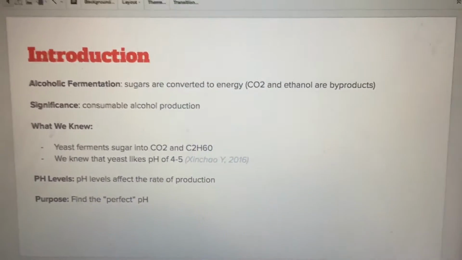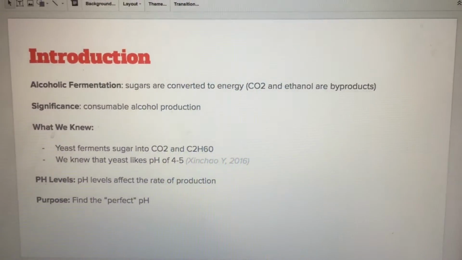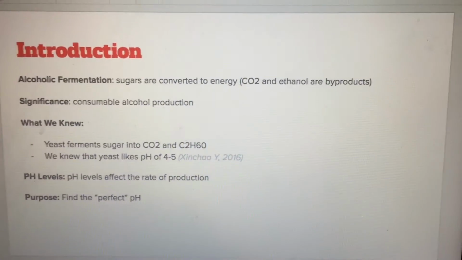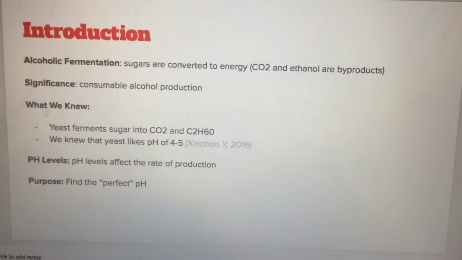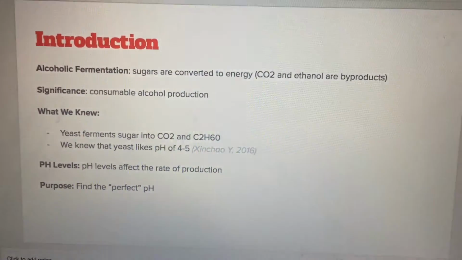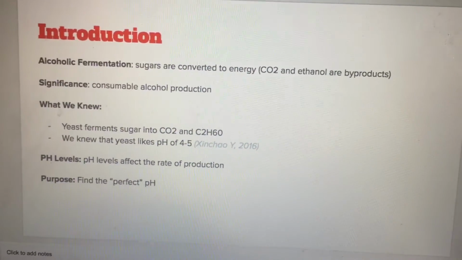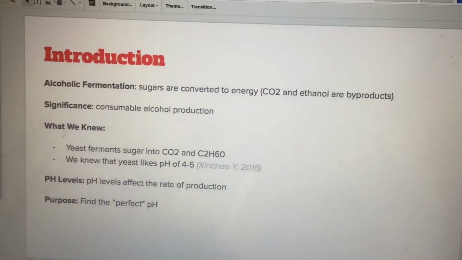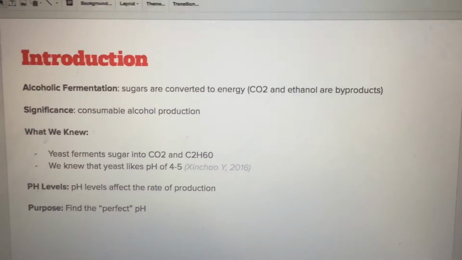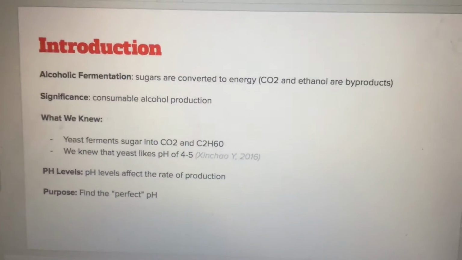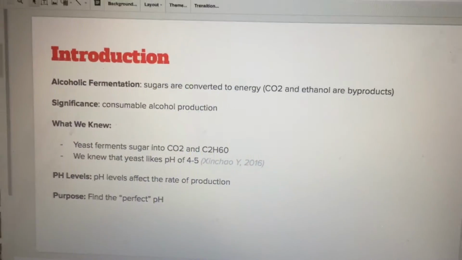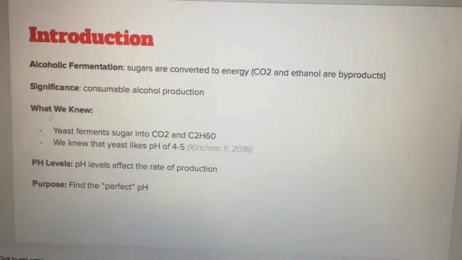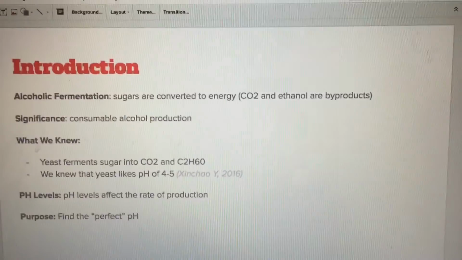What we're trying to do is find whatever pH alcoholic fermentation rates are best at when it comes to yeast. And that is important for consumers across America, because alcohol, beer, wine, all those types of alcohol are obviously very popular, and there's a very big market there. So we're just kind of exploring some of the processes and messing with some of the variables used to make that consumable alcohol for consumers in America and across the world.